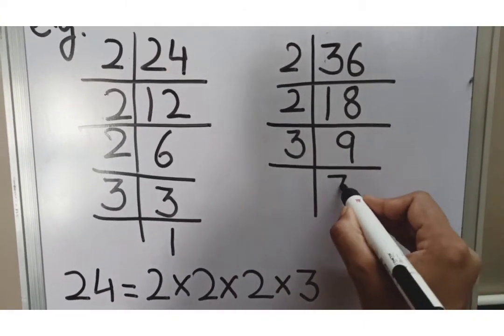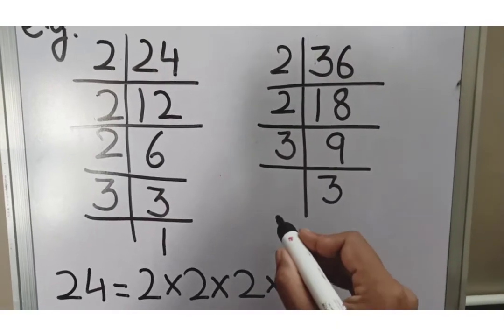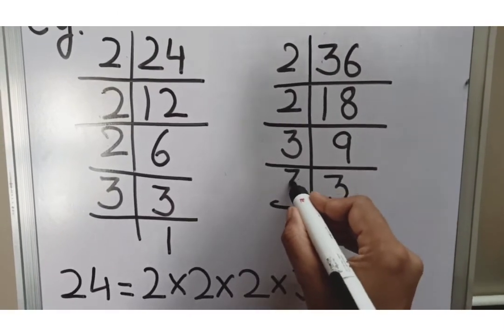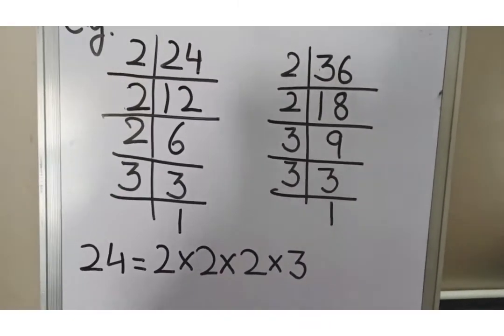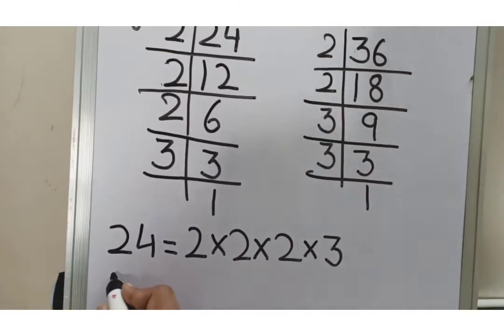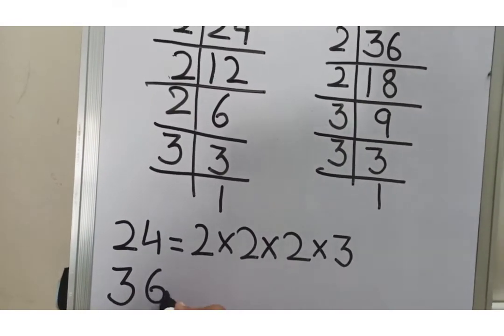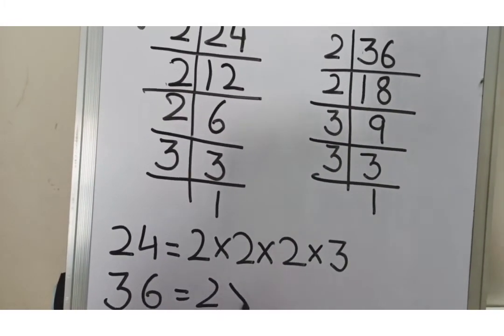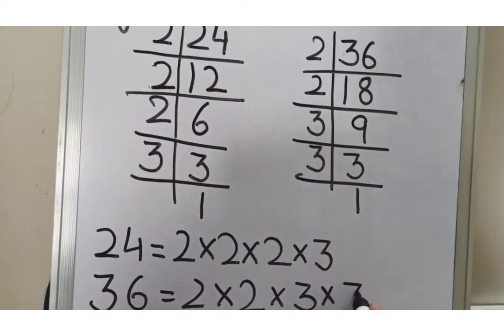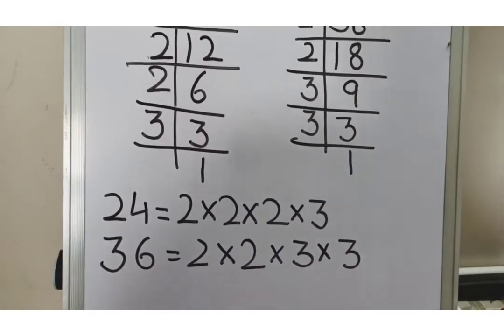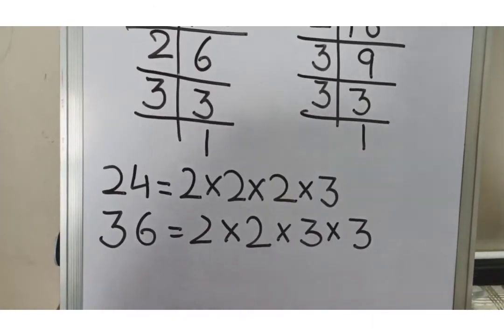So 3 3s are 9. And in the last step, I am going to divide 3 by itself and we get the answer 1. So here we write the factors of number 36, which are 2, 2 and 3 and 3. So now these are the factors which we have written.